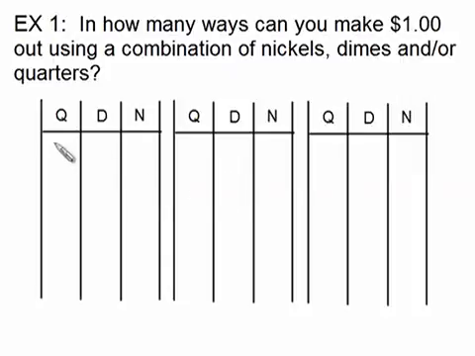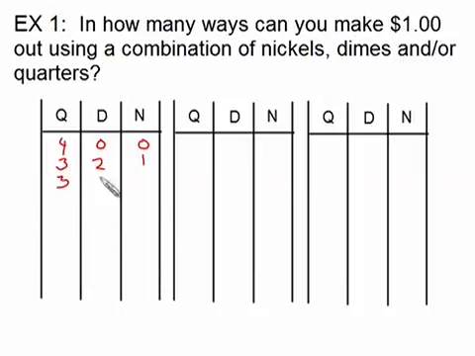So I'm going to start with 4 quarters. So 4 quarters already makes $1. So that would be no dimes and no nickels. And then I'm going to work my way down with quarters. So for example, if I have 3 quarters, that's 75 cents. So I could have 2 dimes, which leaves me with 1 more nickel. And I'm going to continue with 3 quarters until I'm out of combinations.